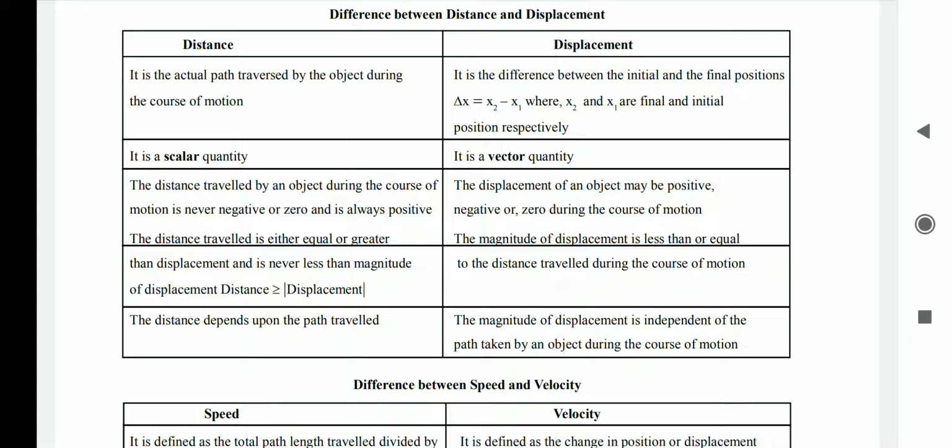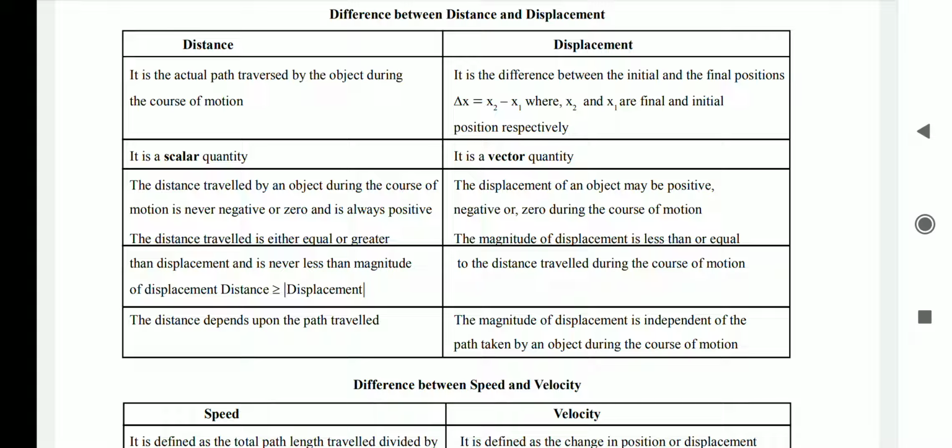Distance is the actual path covered by the object during the motion. Displacement is the shortest path, that is, the difference between the initial and the final positions. Second, distance is a scalar quantity and displacement is a vector quantity.